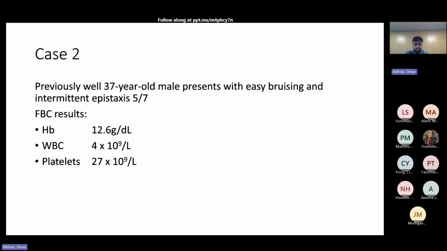There's a thrombocytopenia here, and 27 is very low in terms of platelets because we're normally thinking 150 to around the 400 region. So we've got low platelets, a normal hemoglobin, and white cells on the lower end. Easy bruising, intermittent epistaxis, and importantly, previously well. So what kind of investigations do we think we might want to do? Patients come to you in A&E with this presentation. What are you going to start thinking about doing?